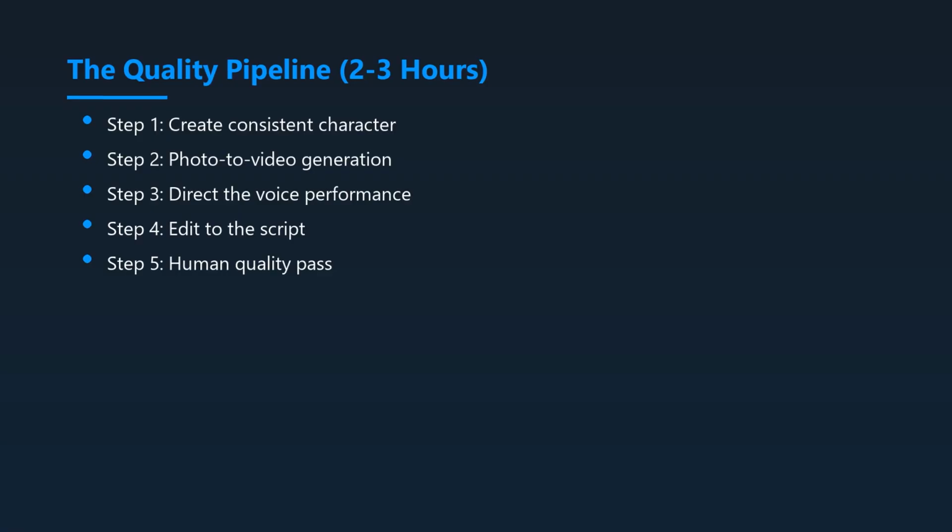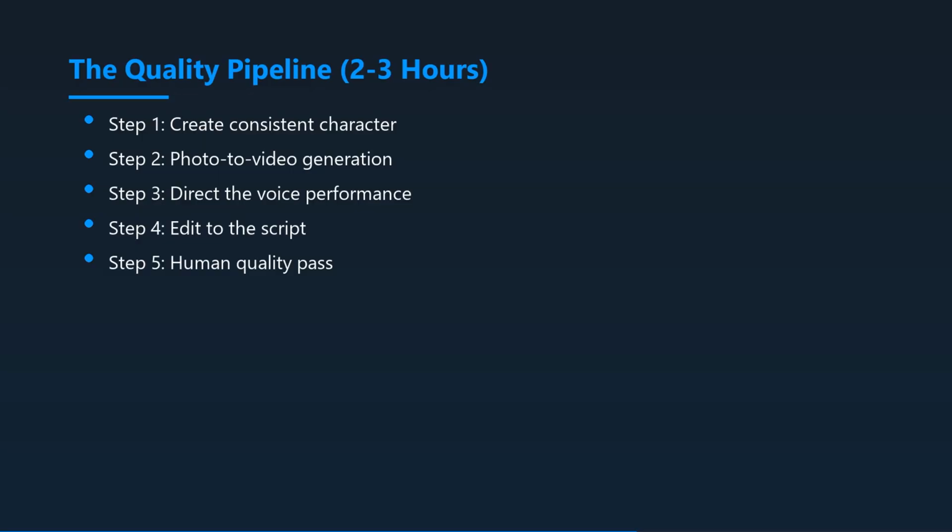Step 5 is the human touch pass. This is the step nobody talks about but everyone needs. You watch the ad straight through with fresh eyes. You identify the one moment where the AI slipped, where the voice fell flat, where the clip looks slightly off, where the text animation is distracting. You fix those moments. AI gives you the 80%. You provide the 20% that makes it feel human.